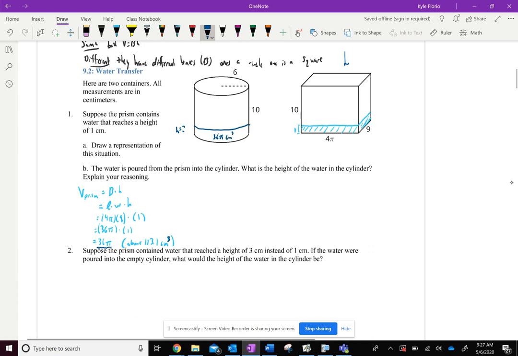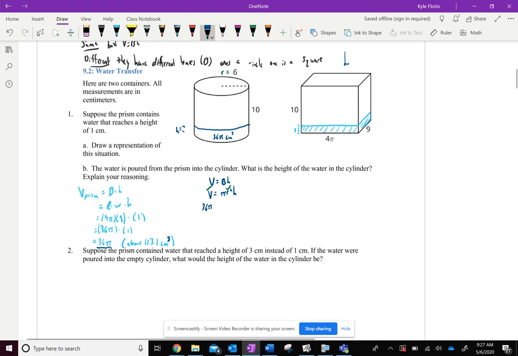So I know the volume is 36 pi, so the volume of this shape is still base times height, but the base is a little bit different. The base is a circle, so it's pi r squared times the height. And I know the volume is 36 pi. I know the radius is 6. And I want to find out what the height is. We'll have an equation with just one variable to find. I'm just going to plug in and solve.